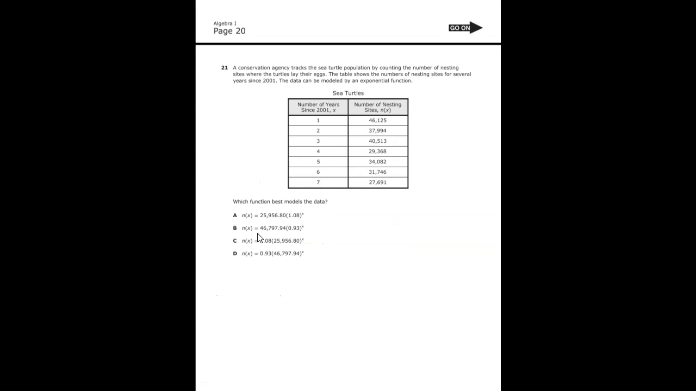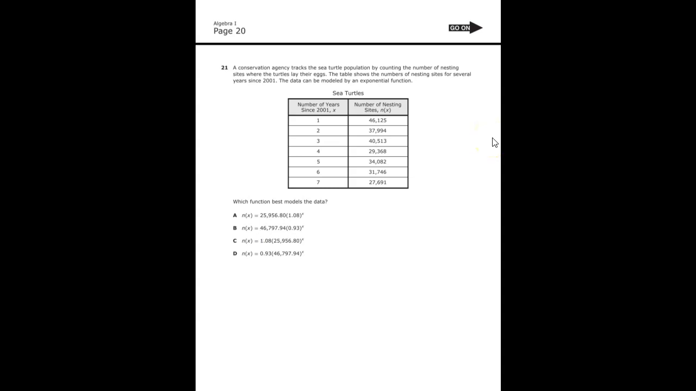Number 21, a conservation group tracks the sea turtle population by counting the number of nesting sites where the turtles lay their eggs. The table shows the number of nesting sites for several years since 2001. The data can be modeled by an exponential function. Which function best models the data?